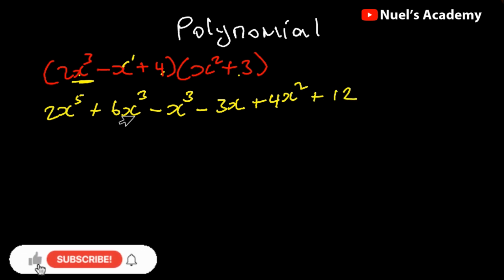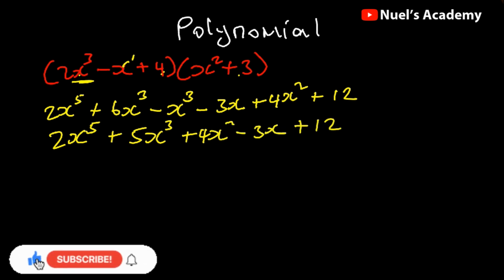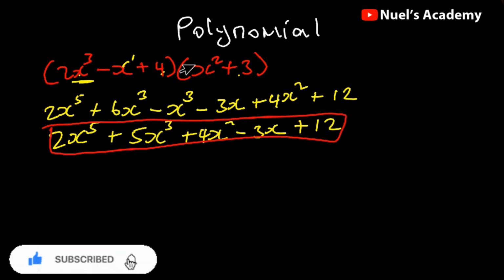So let's collect like terms here, or let's add similar terms with the same exponents. We have 2x raised to the power 5, and we don't have any other exponents of 5 here, so we write that 2x to the power 5 here. Then we have plus 6x cubed minus x cubed, which is equal to 5x cubed. Then we have plus 4x squared, then minus 3x plus 12. So this is the answer to this question. This is how to multiply polynomials.